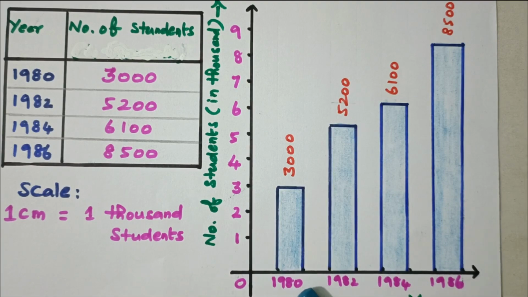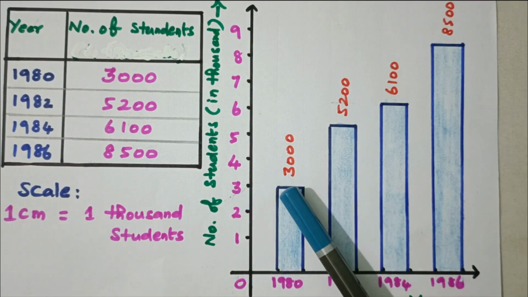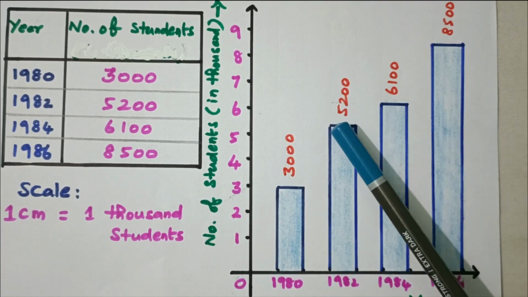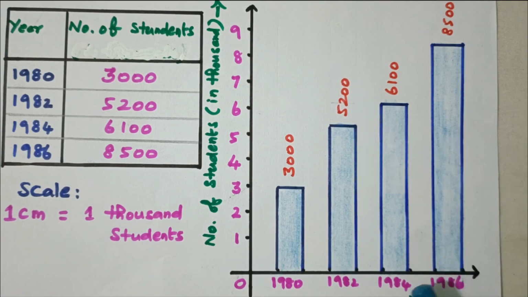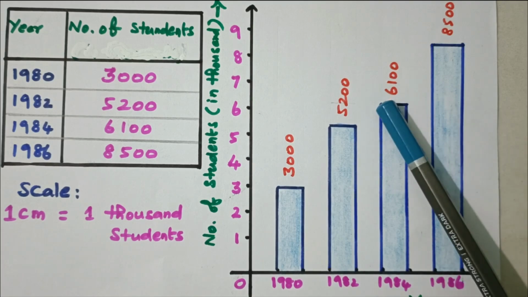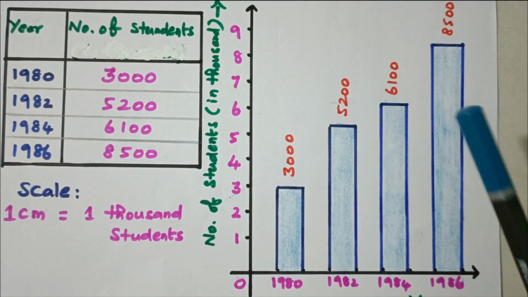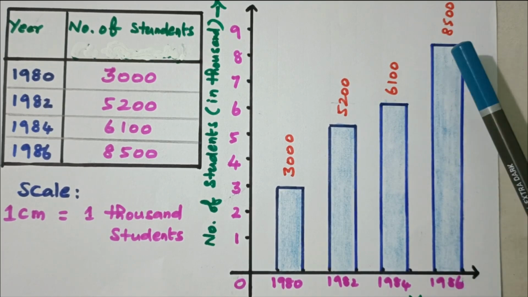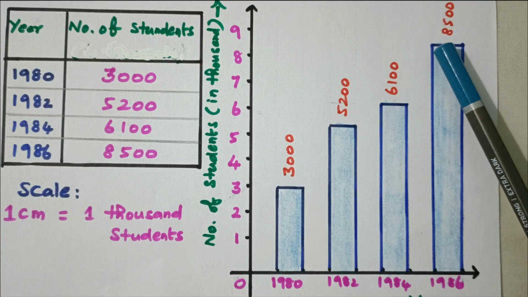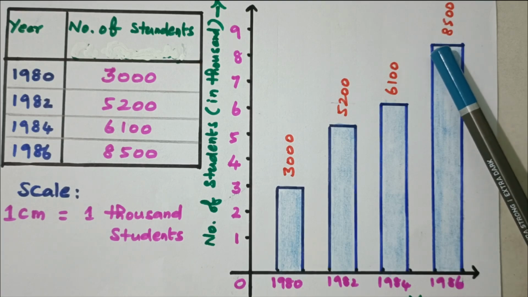In 1980 it is marked at 3, which represents 3000 students. In 1982 it is marked 5.2, which represents 5200 students. In 1984 it is marked 6.1, which represents 6100 students. In 1986 it is marked 8.5, which represents 8500 students.